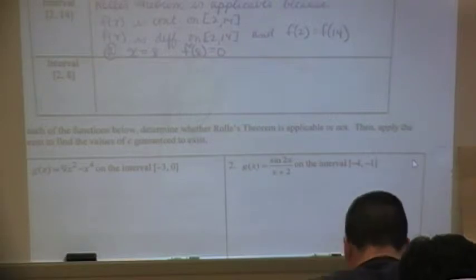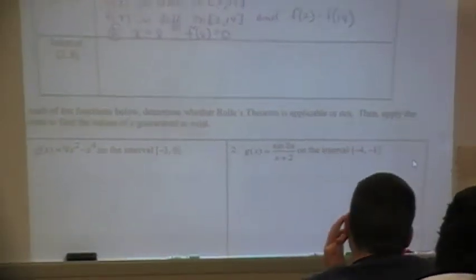But then the next one does not work. The next one does not work. So on the interval 2 to 8, Rolle's theorem does not apply, because f of a does not equal f of b.